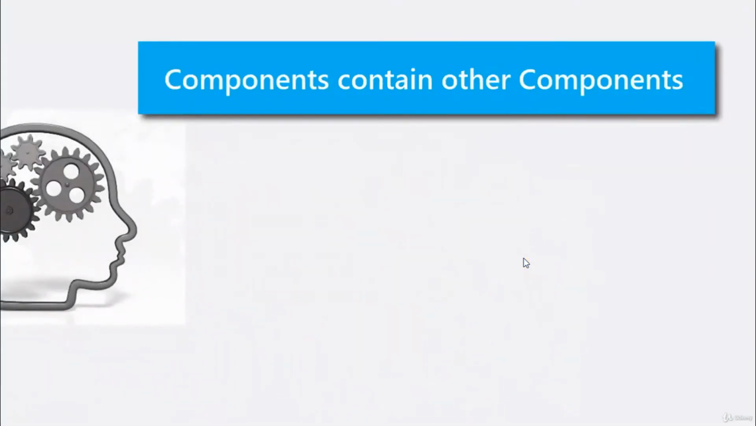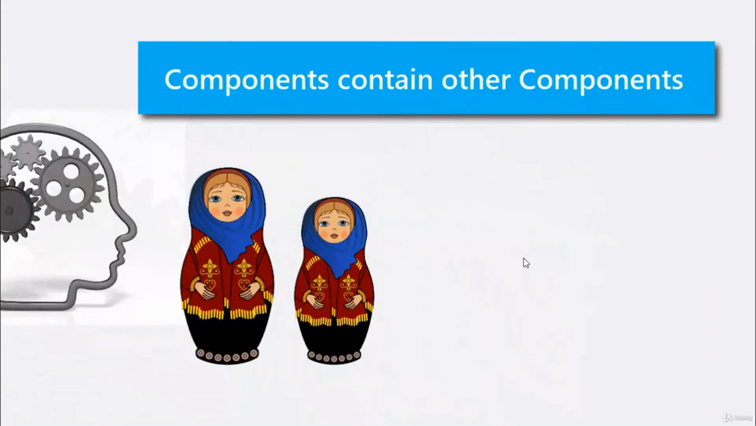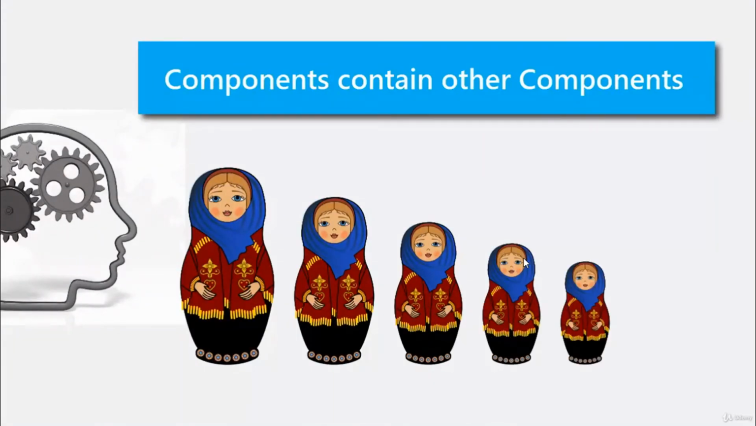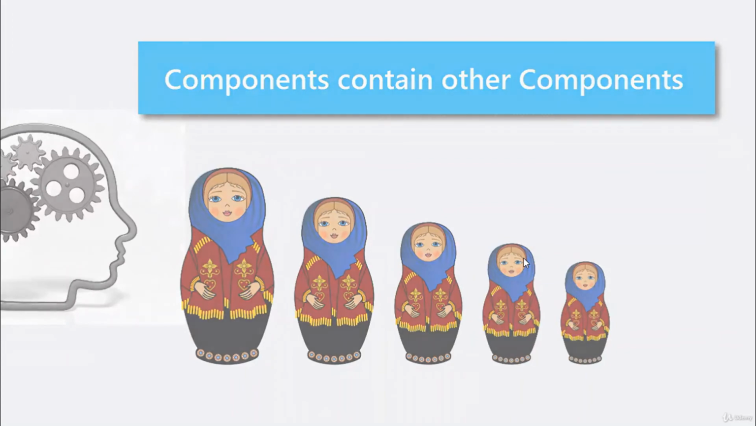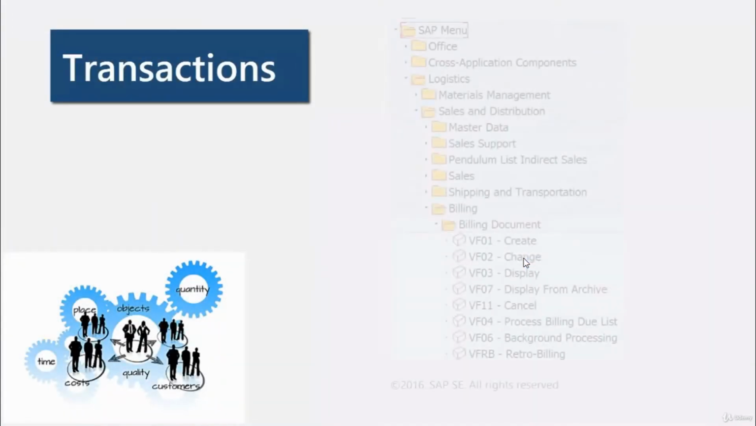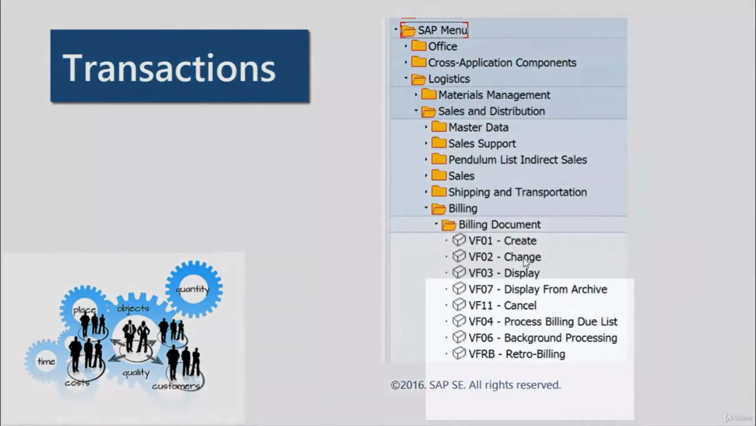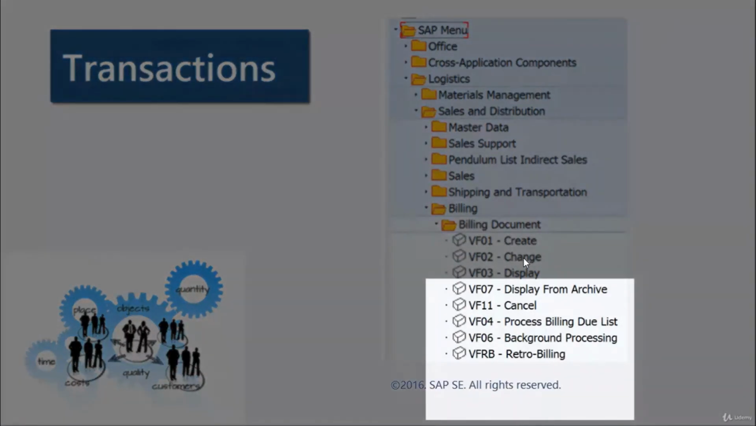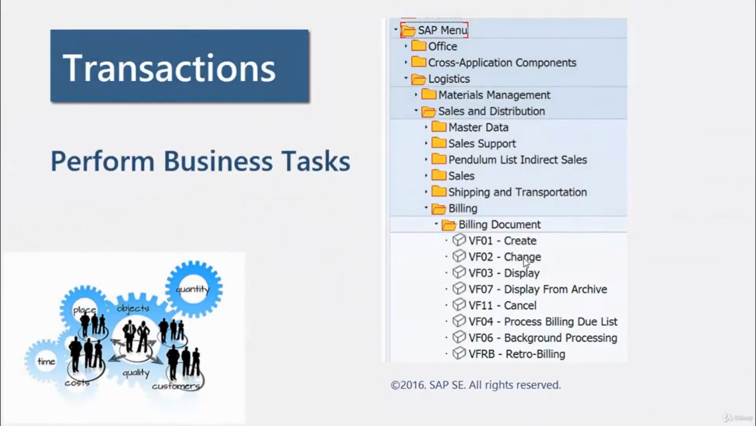Now that you know that a component is like a Russian nested doll, let's move to the next and last step in the SAP menu, the transactions. The folders at the lowest level finally contain the actual operations of a company. That's what employees do on the SAP system, perform business tasks.